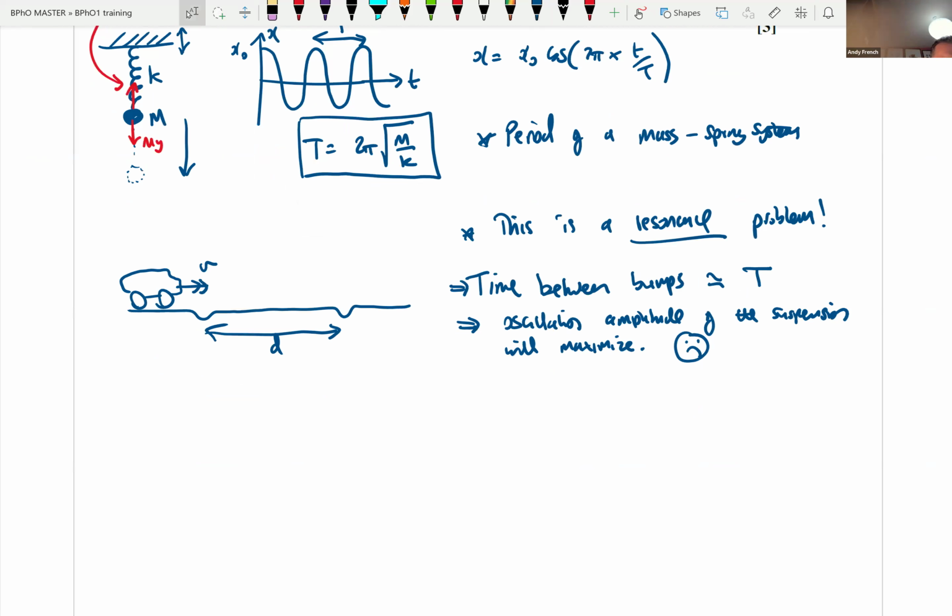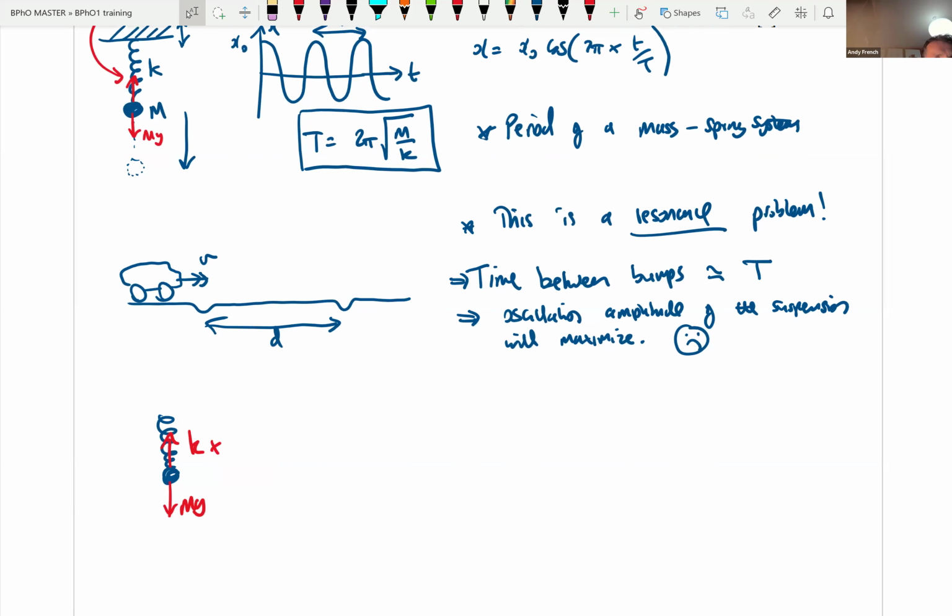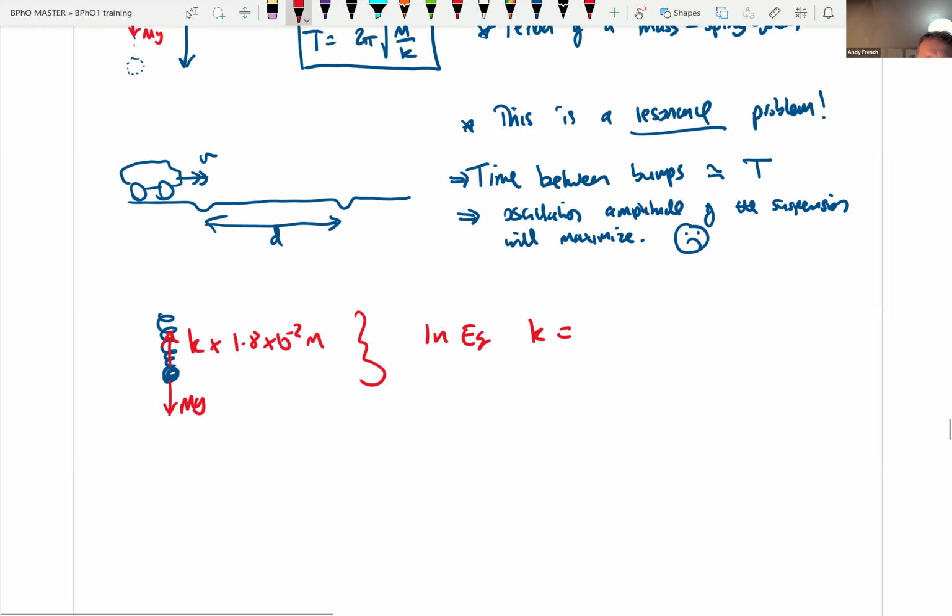So in equilibrium, here's our spring. The idea is that you've got a compression of the spring and you've got your mass on it. Your mass is acting downwards, mg, and your force here is going to be k times the compression of my spring, which we're told is 1.8 centimeters, so 1.8 times 10 to the minus 2 meters. Therefore, in equilibrium, we can work out the spring constant. So K is going to be, what's the mass? 880 kilograms times 9.81 newtons per kilogram.